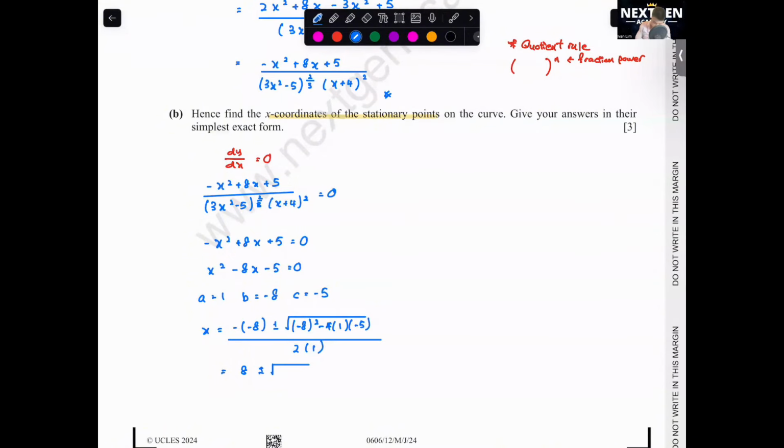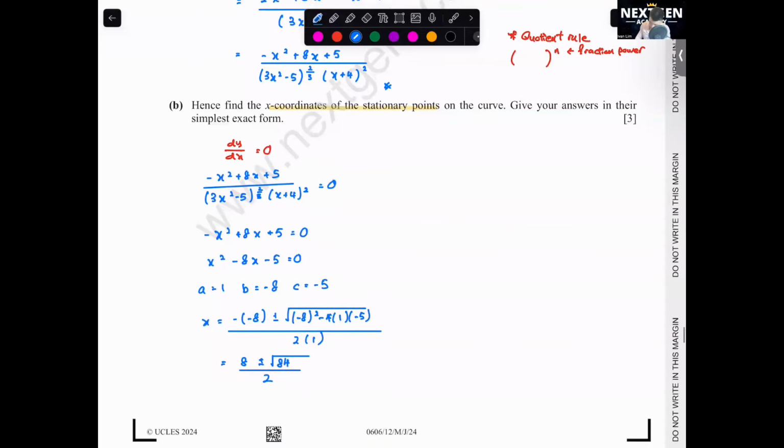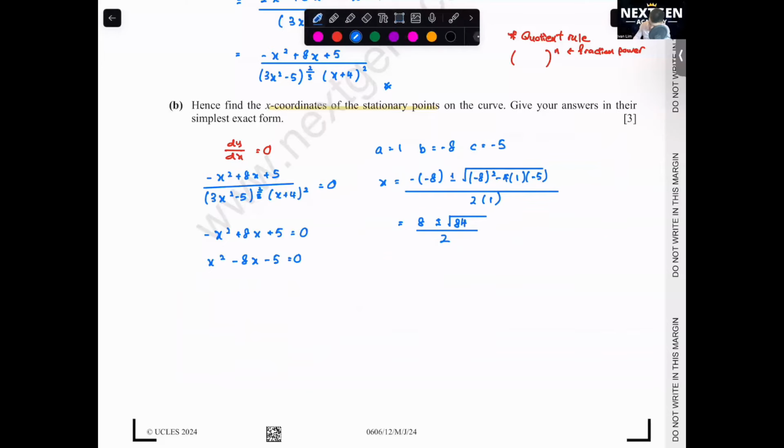Okay, we'll get here plus minus. Here we'll get 8 squared plus 20. Square root 84 over 2. And we'll simplify this. Actually, to be safe, you write down the steps. Here will be 8 plus minus 2 root 21 over 2. And then here, we will get our final answer, 4 plus minus root 21.